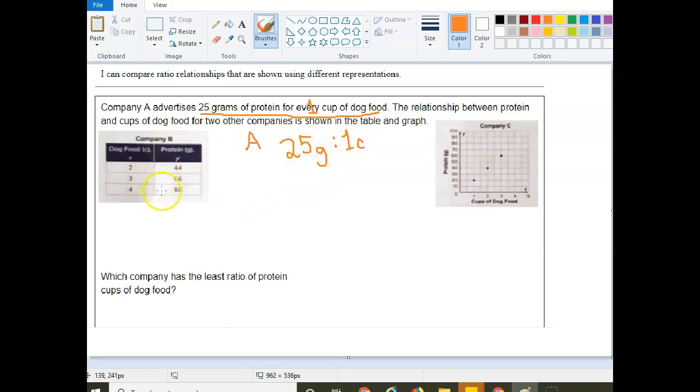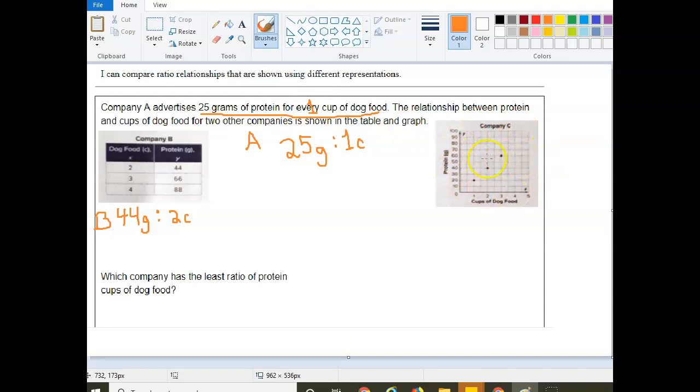Let's look at company B. Well, it looks like it's written a little different, so I'll rewrite the order. 44 grams. How do I know it's grams? It's got a little G in the corner. 44 grams to 2 cups. Okay, so I know what company B is because I just read the table. I know what company A is because I read the story.